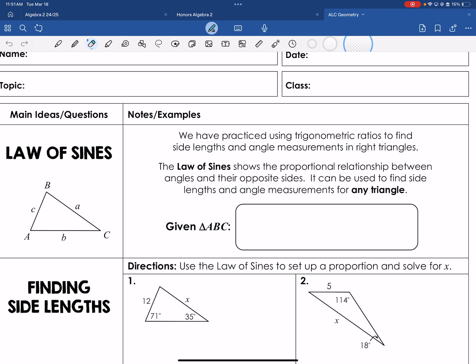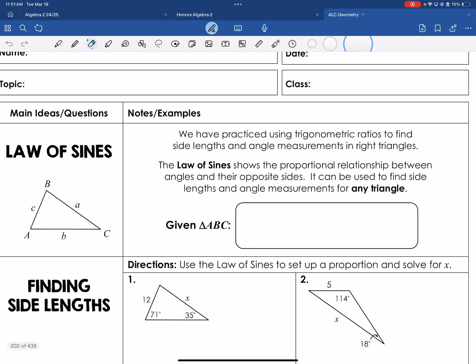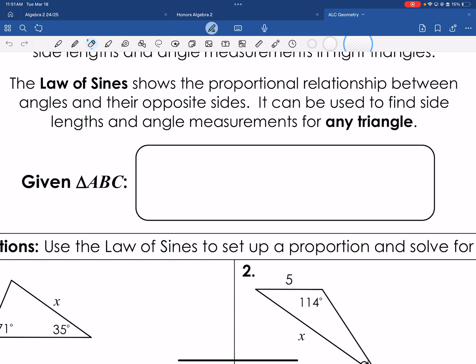Okay. So the law of sines, you don't need to put all of this. This is just too much. We'll just give it to you in a second. I'll just explain what it is. The law of sines shows the proportional relationship between the angles and their opposite sides. It can be used to find the lengths and angle measures for any triangle. So the law of sines works for any type of triangle you have, whether it's right, acute, or obtuse. But you have to know a couple different things in order to do this.